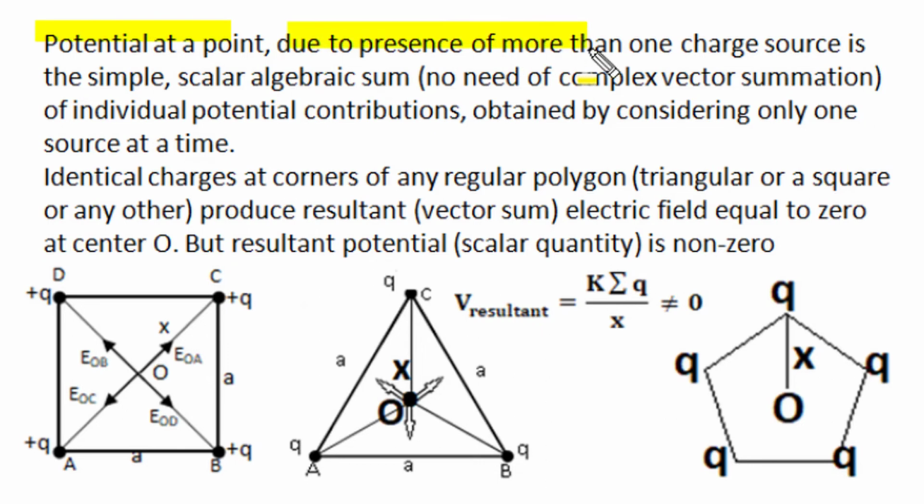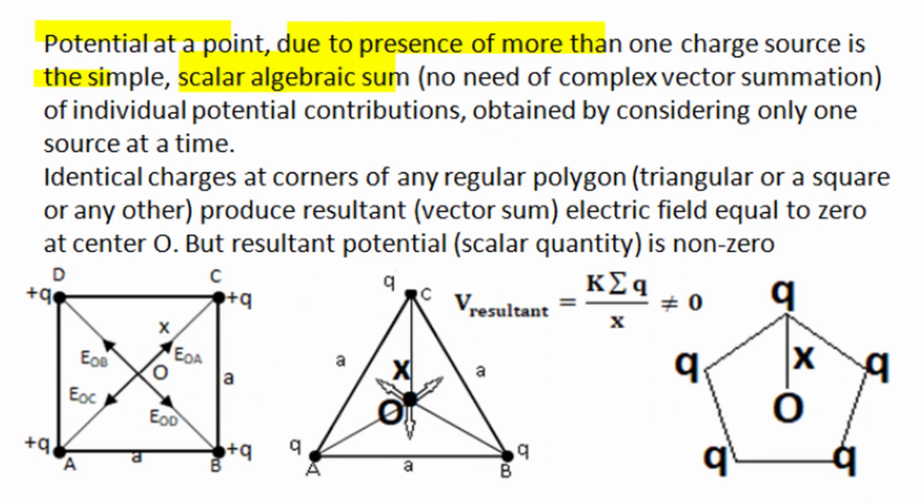Potential at a point due to the presence of several charges is very simple. It is the simple scalar algebraic sum of all individual potential contributions obtained by considering only one charge source at a time. And in such calculation, there is no need to do complex vector summations.